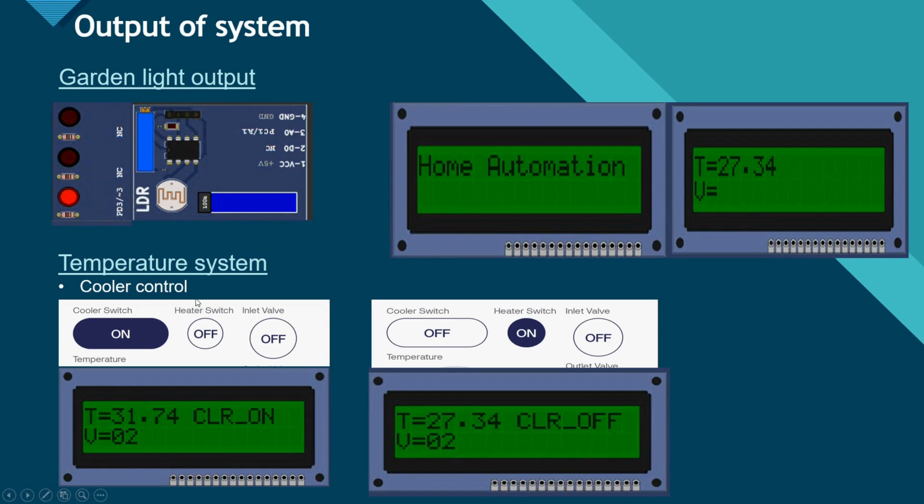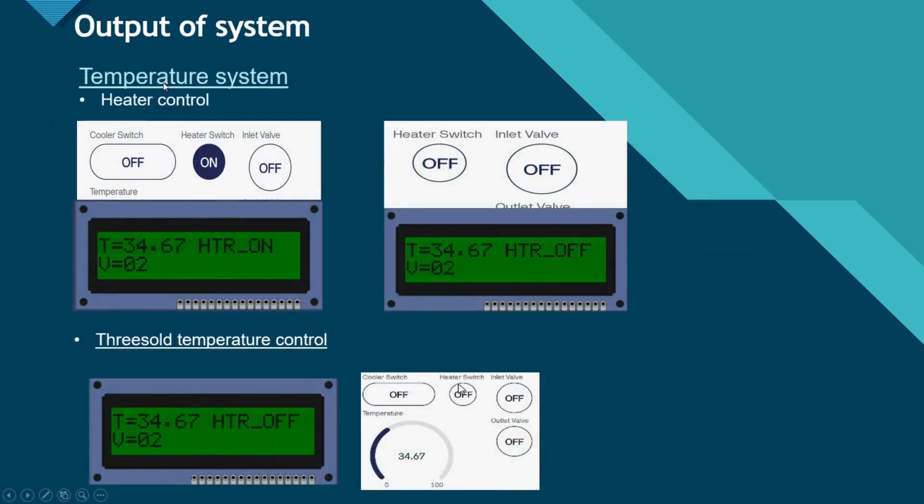You can see here the cooler control on our dashboard. When the cooler switch is on, on the CLCD we are getting cooler on, and when the cooler switch is off, we are getting cooler switch is off here on the CLCD. Temperature system, heater control. You can see here the heater switch is on, and on the CLCD heater switch on, and when the heater switch is off, on the CLCD heater switch is off.